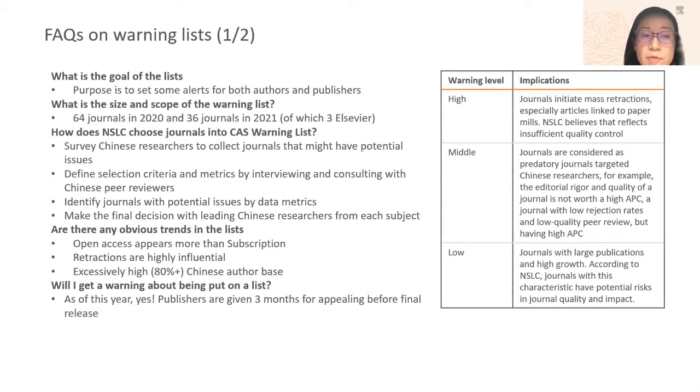Fortunately, from this year, publishers are given 3 months for appealing before the final release of the list, because we know that everyone is somehow afraid of or wants to avoid being listed on this warning list. So there will be some early messages coming out from CAS, and publishers will have time to appeal and prepare some evidence for CAS so that they can later be removed from this list. So we have 2 successful cases in Elsevier as well.